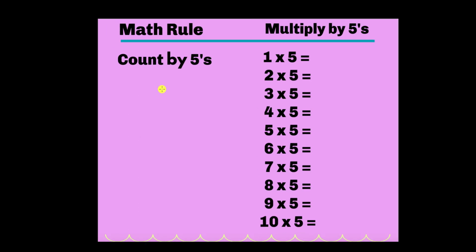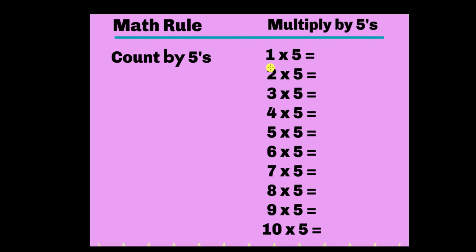5, 10, 15, 20, 25, 30, 35, 40, 45, 50. We're stopping at 50 for a reason because that is what I'm teaching you up to today. So let's go ahead and take a look. If we begin with 1 and we multiply by 5, how do we say this? 1 times 5. Well, when you count by fives, what is that? The first one is what? You begin with 5. So now we know that 1 times 5 equals 5.